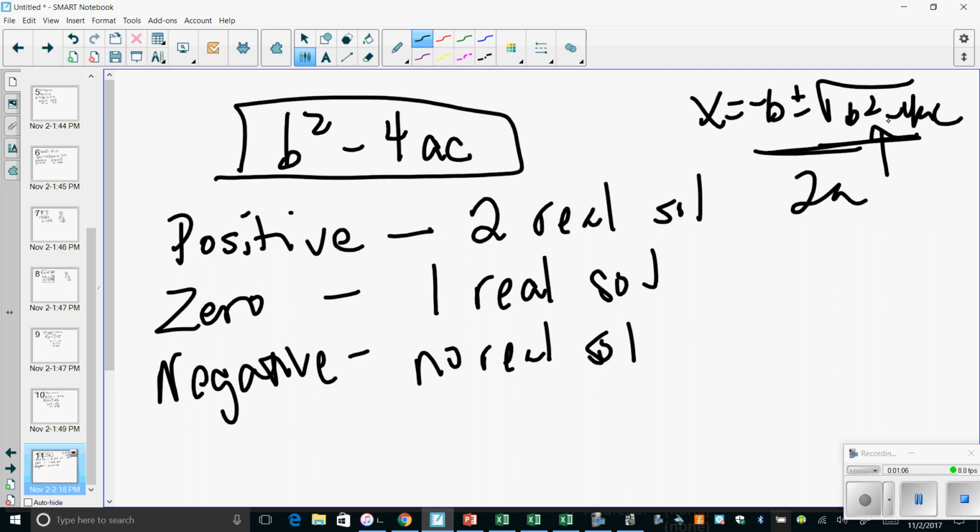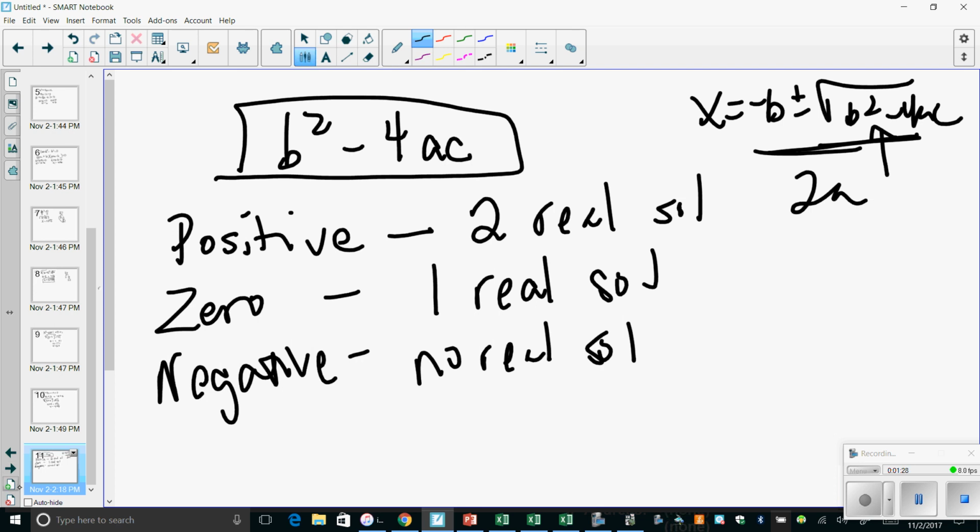But if this is 0, I'd have negative b plus 0 and negative b minus 0, which is the same thing. So I'd only have one real solution. And if it's negative, I wouldn't have any real solutions because I'd have negative b plus the square root of a negative number, which doesn't exist as a real number. So that's where these, 2 and 1 and none, come into play.